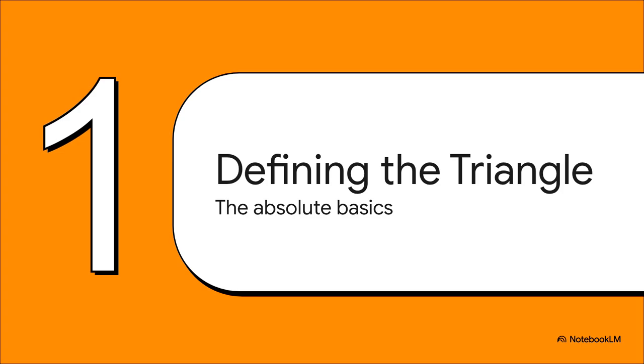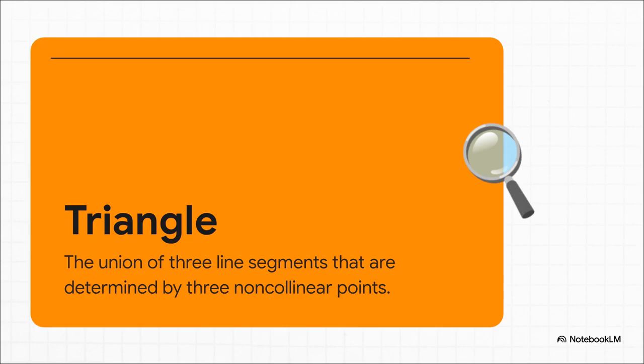First principles, defining the triangle. Yeah, we're starting with the absolute basics, because you gotta have a solid foundation, right? So here's the official textbook definition. A triangle is the union of three line segments that are determined by three non-collinear points. Whoa, okay, non-collinear? What does that even mean? It's actually super simple. It just means the 3 points can't all be lined up in a perfect row.